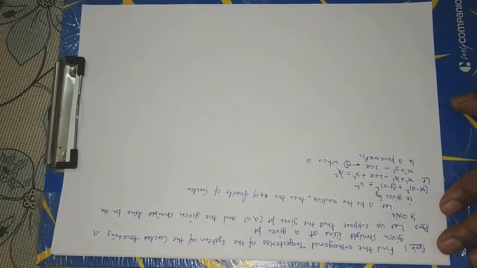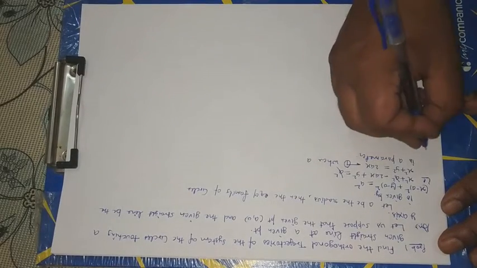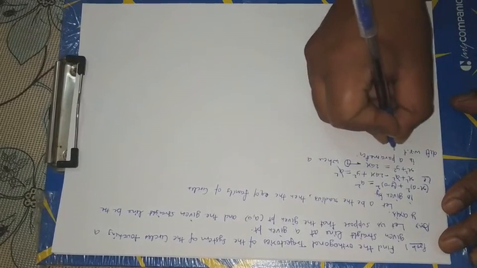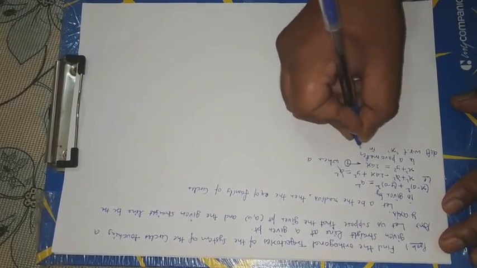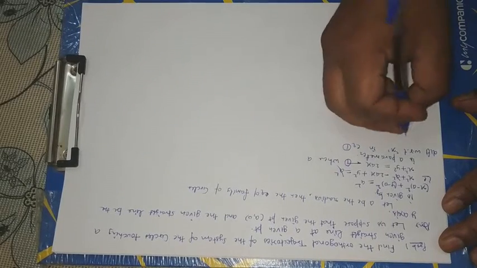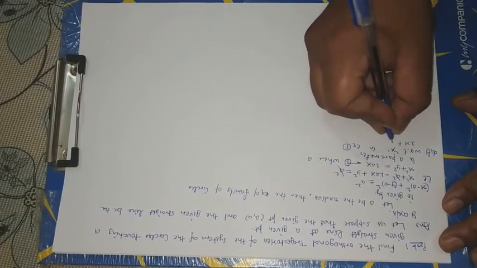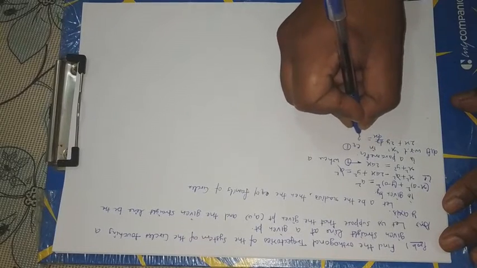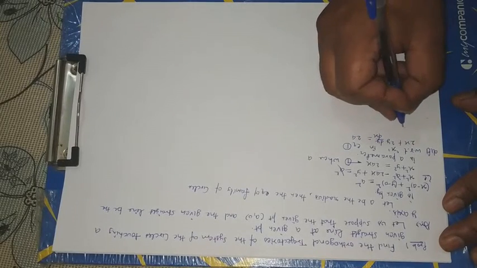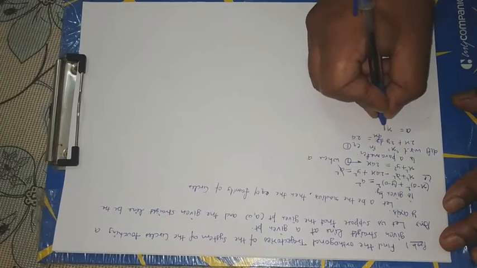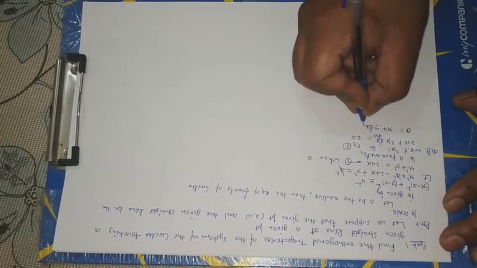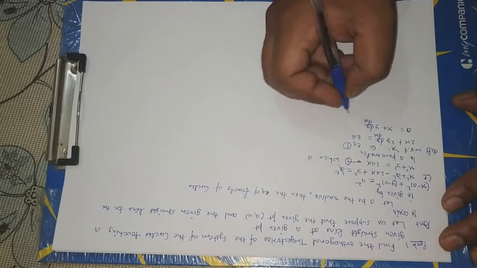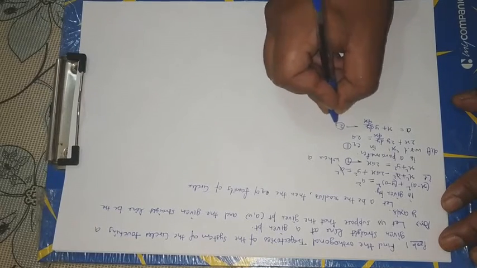Now differentiate with respect to x in equation number first. That is 2x plus 2y dy/dx is equal to 2a, that is a is equal to x plus y dy/dx. This is represented by equation number 2.